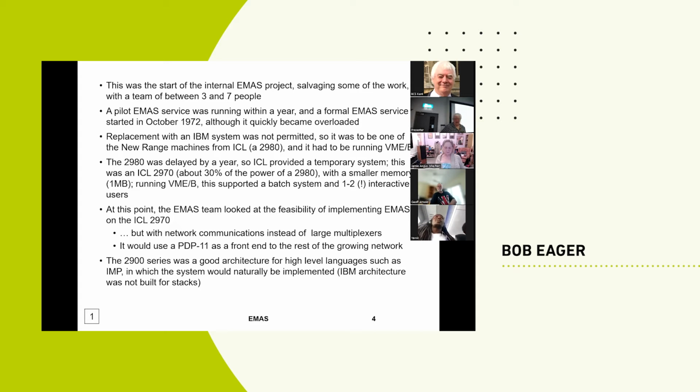And it turned out that the 2900 is actually very, very well suited to high-level languages. It's a lovely architecture for high-level languages, such as IMP. So you've got your operating system largely written in IMP. There's only a very small amount in assembler, and all you have to do is change the way you do input-output. And better than IBM architecture in that sense.